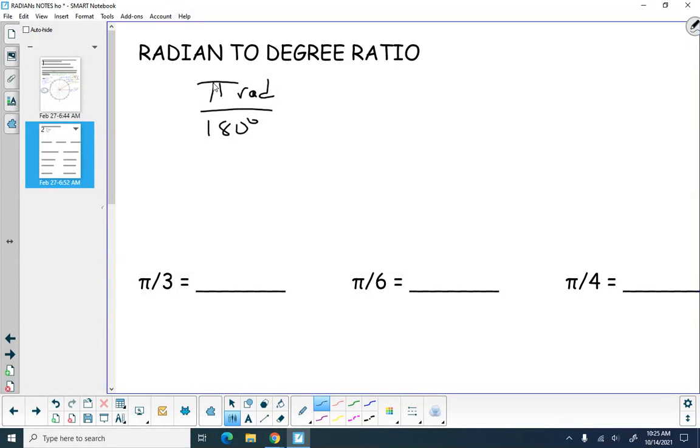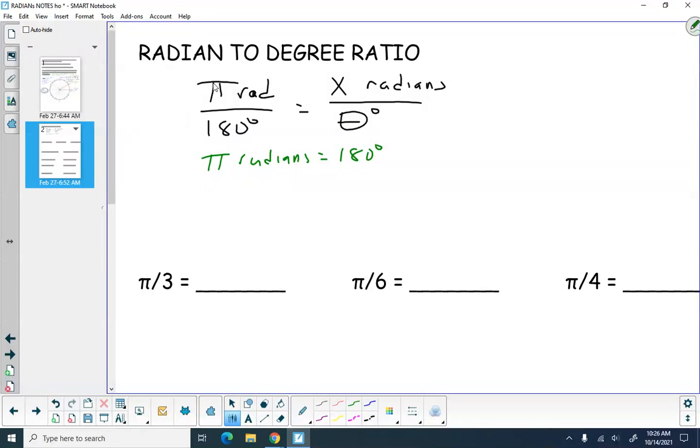Pi radians over 180 degrees will equal X number of radians over theta degrees. Putting values into this proportion will allow you to adjust or convert any radians to degrees or degrees back to radians. And once again, remembering, pi radians is equal to 180 degrees is very, very important here.